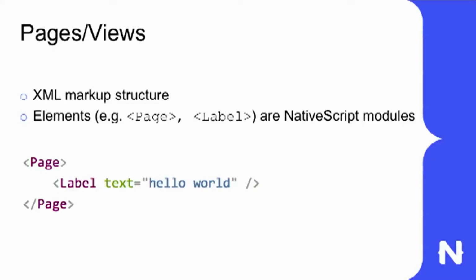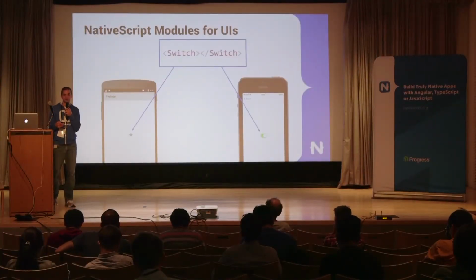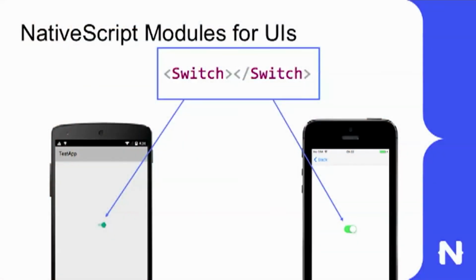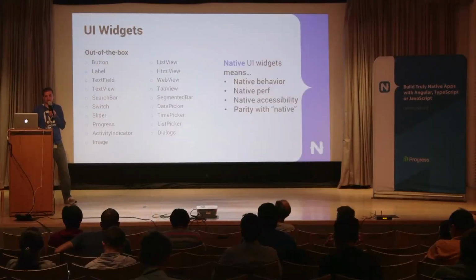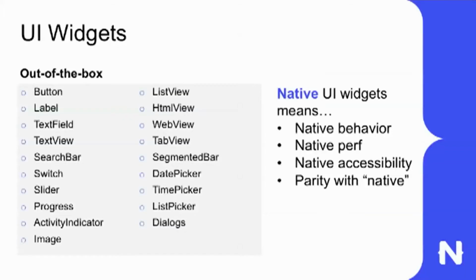Now, the key component here to know is that these UI elements are actually NativeScript modules, right? They're cross-platform abstractions. So, for example, when I look at a switch in NativeScript, I just need to know it's a switch. And that's going to map to the native Android and iOS switches, whatever they're called. I don't care. I don't want to know what they're called, right? Because it's going to be something confusing. But with NativeScript, it's very simplified. And out of the box, there's plenty of UI widgets to choose from. There's all these listed here. And remember, these native UI widgets do mean native performance, native behavior, native accessibility, all that kind of good stuff.